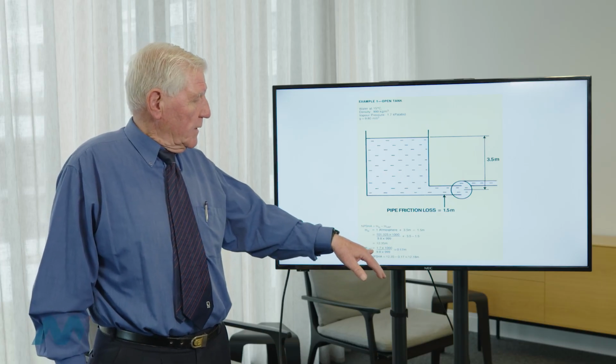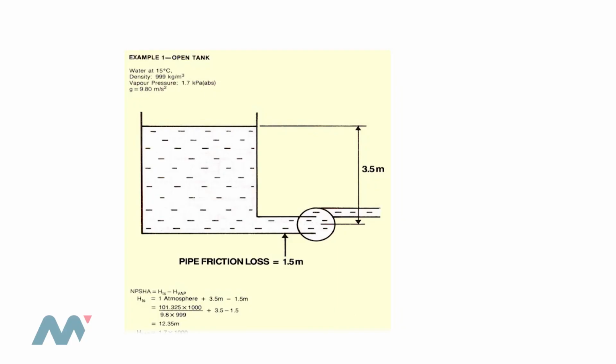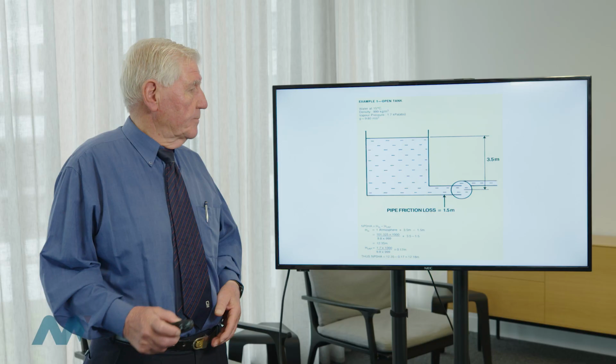The vapor pressure, again, we're going to get from tables, but it's either 1.7 kPa or 0.17 meters. And we want the 0.17 meters because that's the measurement for NPSH.